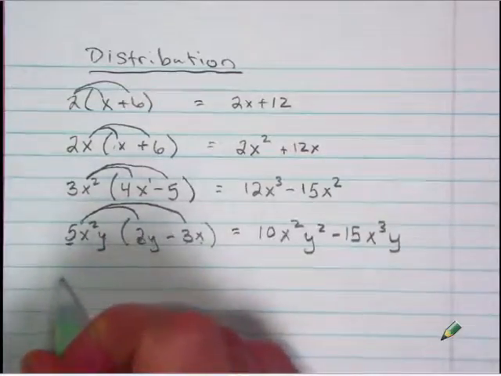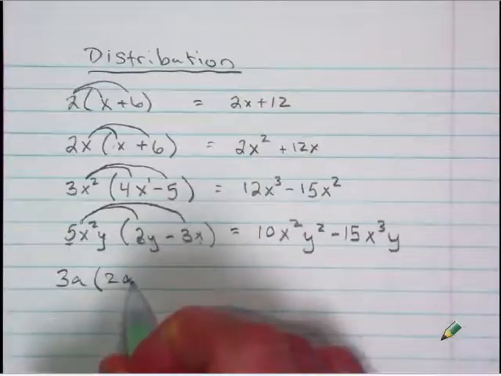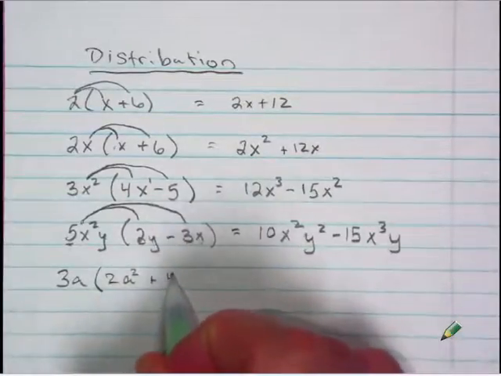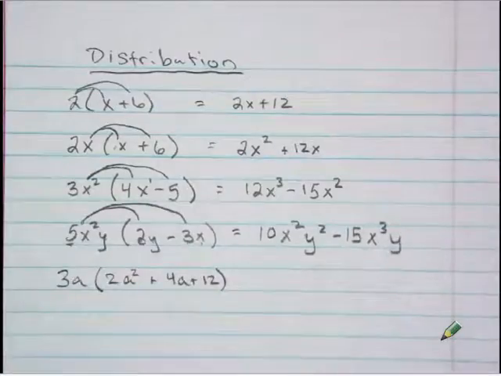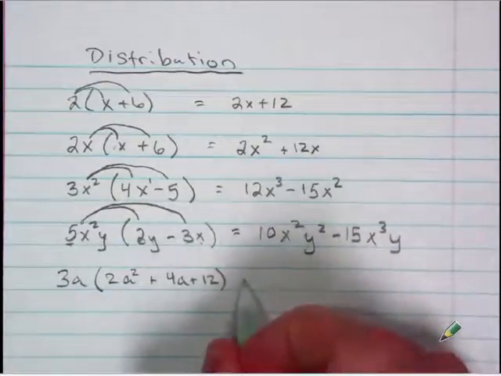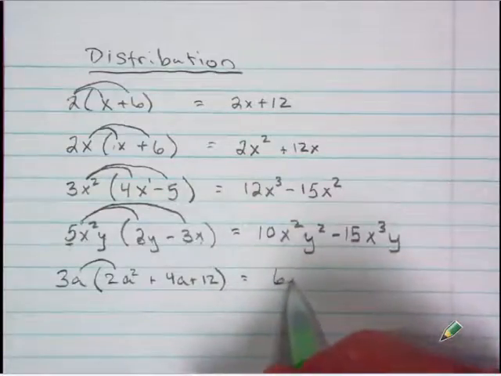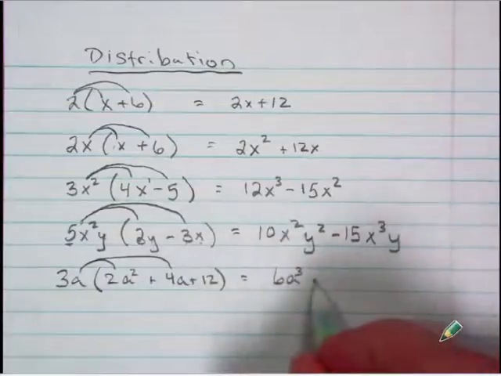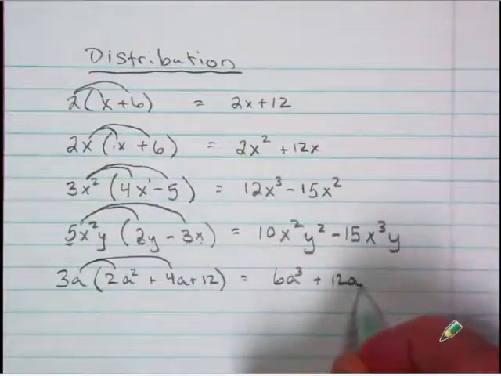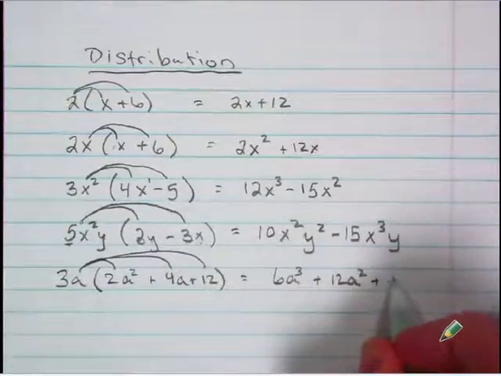So if I was to do something like 3a times 2a squared plus 4a plus 12, again, in terms of the distribution and what it means, it doesn't change things. It's 3a times 2a squared, which is 6a to the third. 3a times 4a is 12a squared. 3a times 12 is 36a.